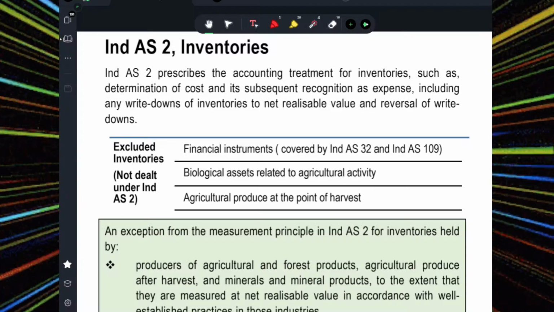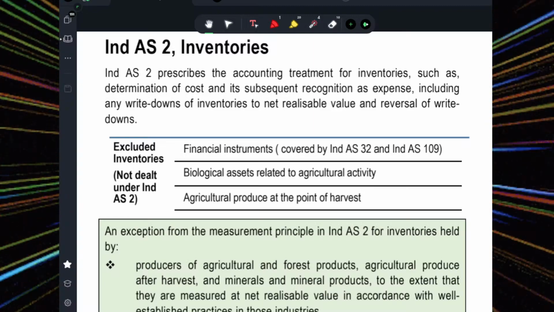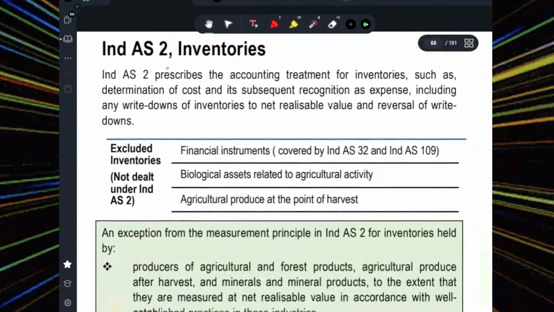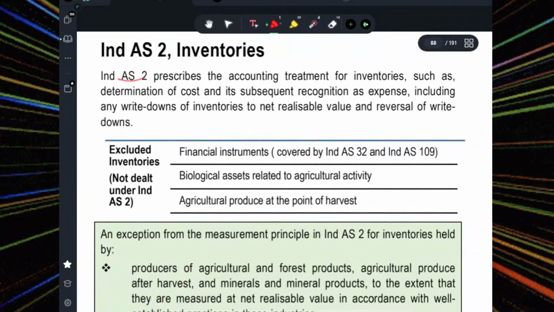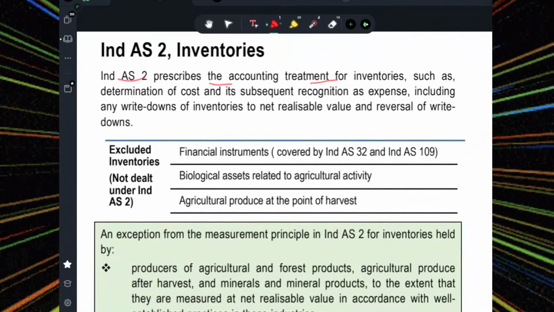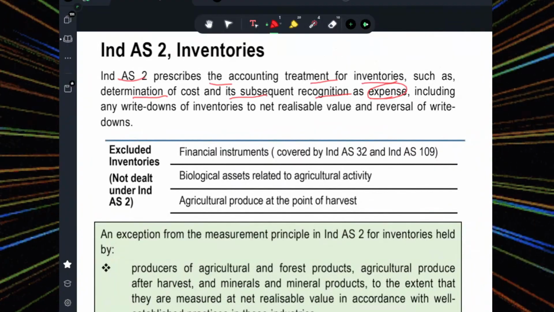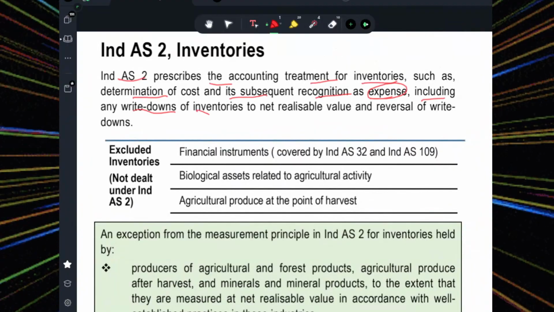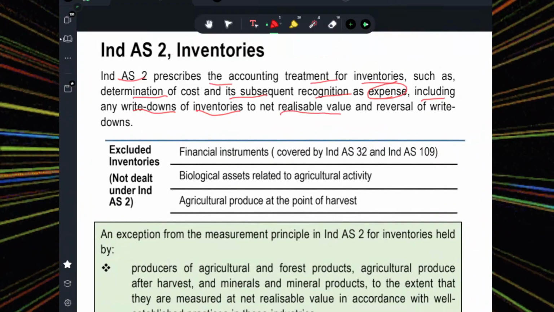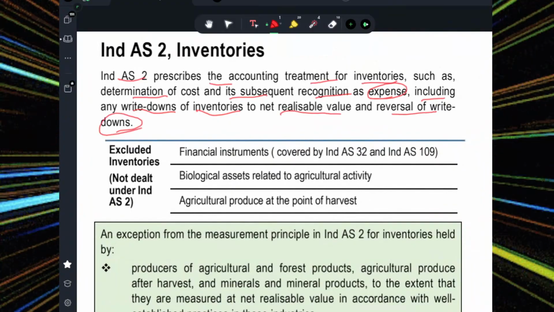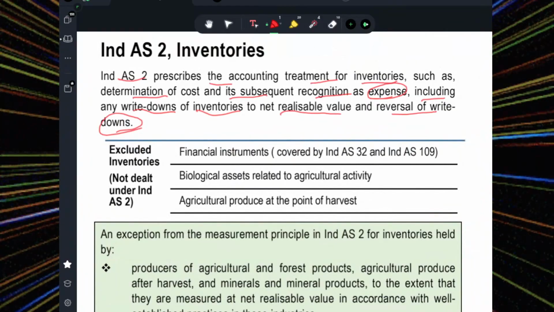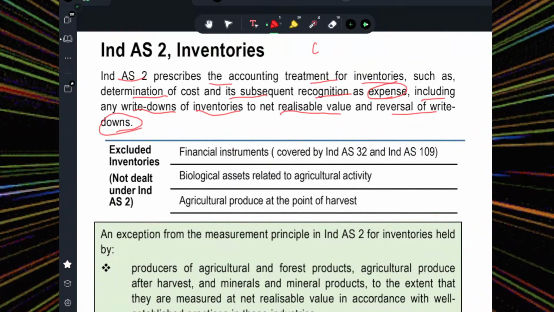So Ind AS 2 is inventories. Ind AS 2 presents the accounting treatment of inventory, such as determination of cost and subsequent recognition as an expense, including write-down to net realizable value and reversal of write-down. What are we saying? So, determination of cost. What is the cost of inventory?